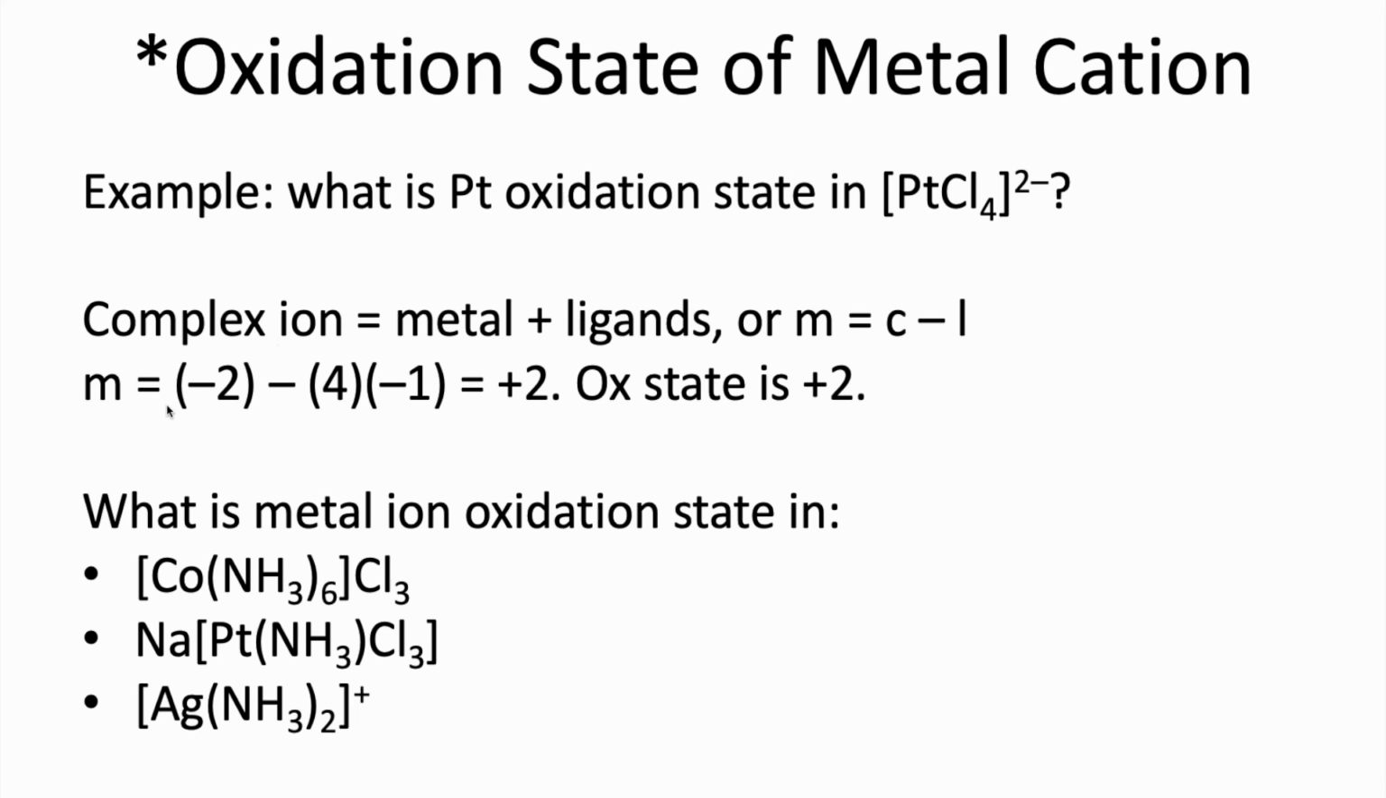So in this case, I have -2, which is my charge on my complex ion, and then I'm going to subtract out the charge on my chlorides, which is 4 times -1. So I come up with +2. So my oxidation state on platinum is +2. Go ahead and pause the video here and answer this for the other 3 questions.